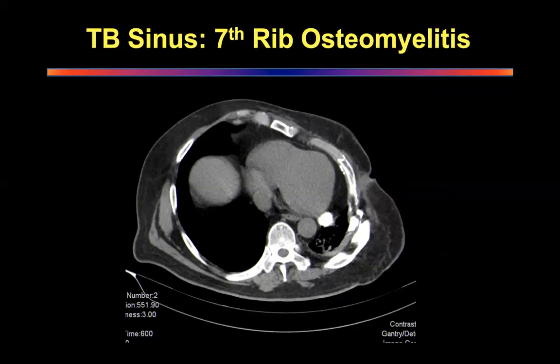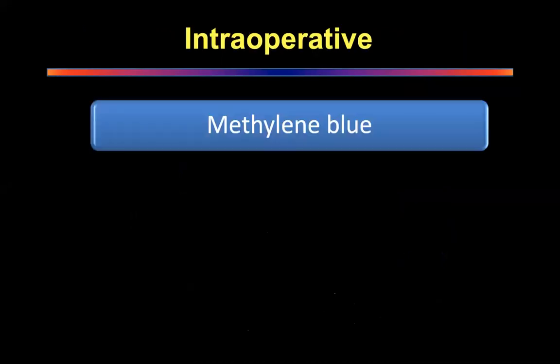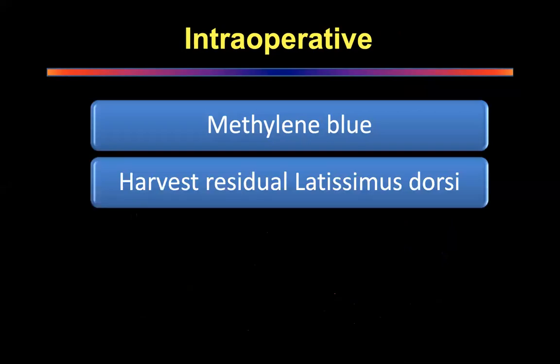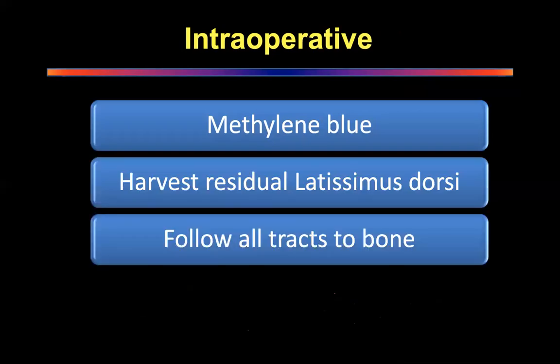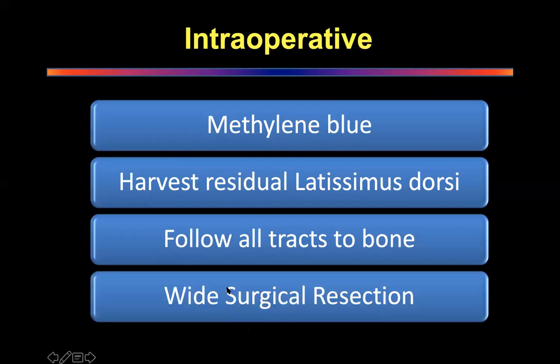There's osteomyelitis in the 7th rib, osteomyelitis in the 1st rib. So you inject all these sinuses with methylene blue. You harvest any residual latissimus dorsi, but the most important thing is all tracks have to be followed to the bone, and there must be an aggressive surgical resection.